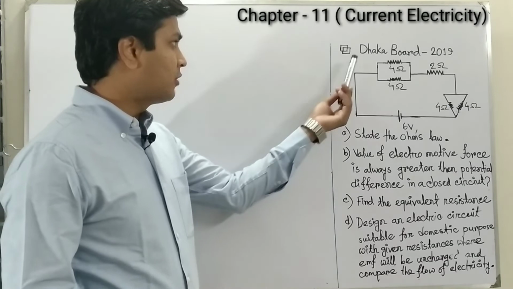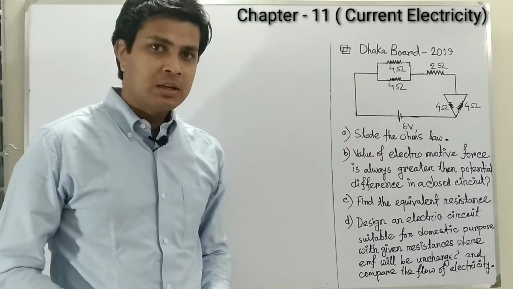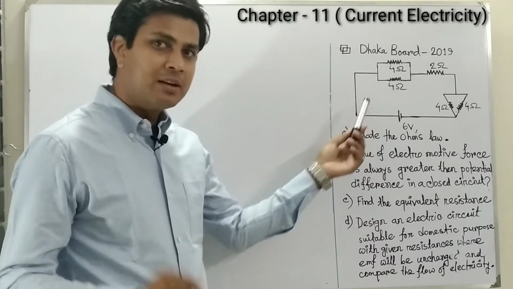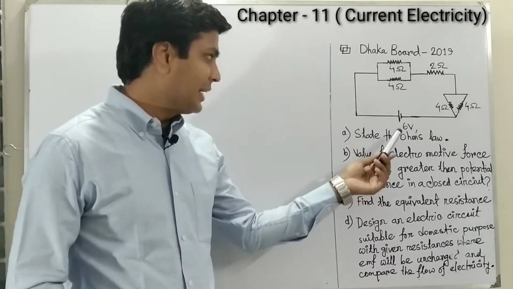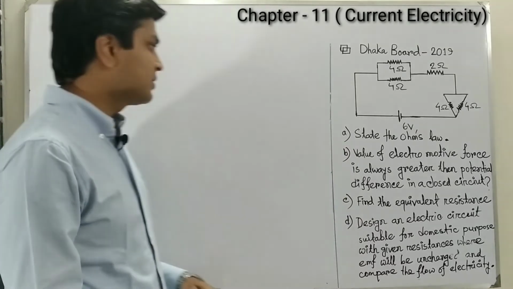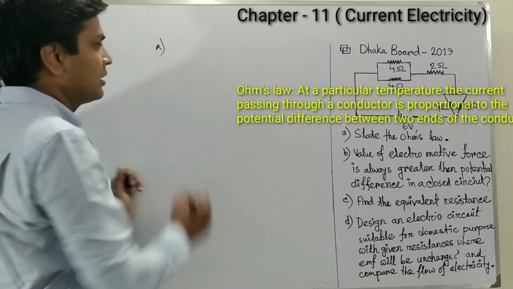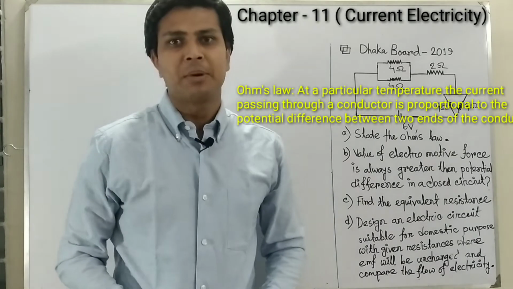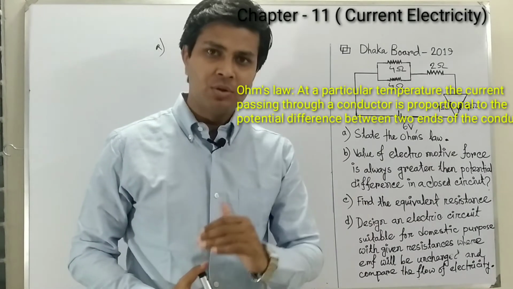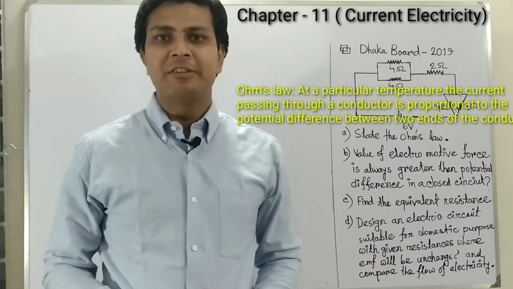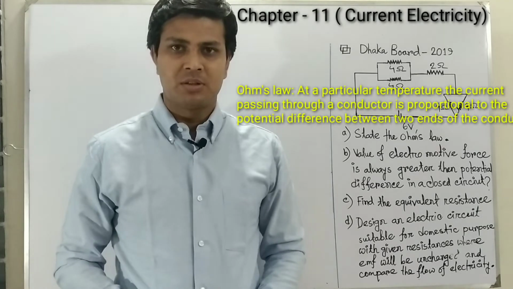First creative question from Dhaka Board 2019. Let us see the diagram. In the diagram you can see there are 5 resistances and the electromotive force is given as 6 volts. The first question is: state Ohm's law. Ohm's law states that at a particular temperature the current passing through any conductor is proportional to the potential difference between two ends of the conductor.